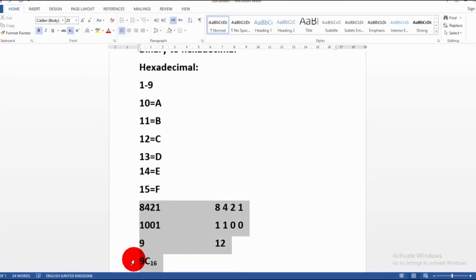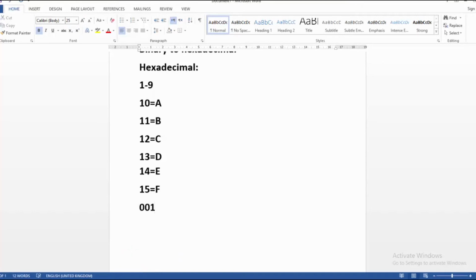Now what if there are more than 8 bits? Let's try. 1 2 3 4 5 6 7 8 9 10 11 12 13 14. Now we have 14 bits, right? So we have to divide it into groups of 4 bits. 1 2 3 4. I place it separately, right? So we can easily create our groups.